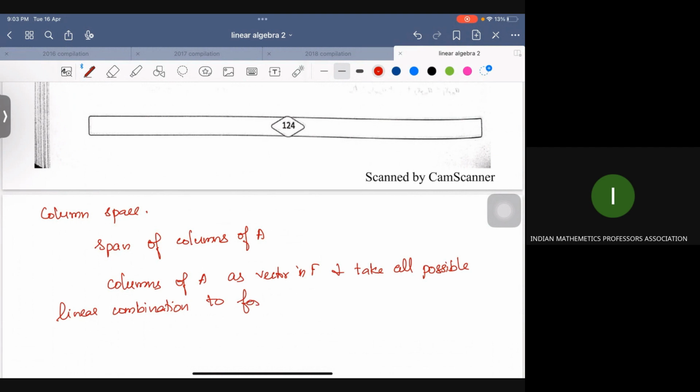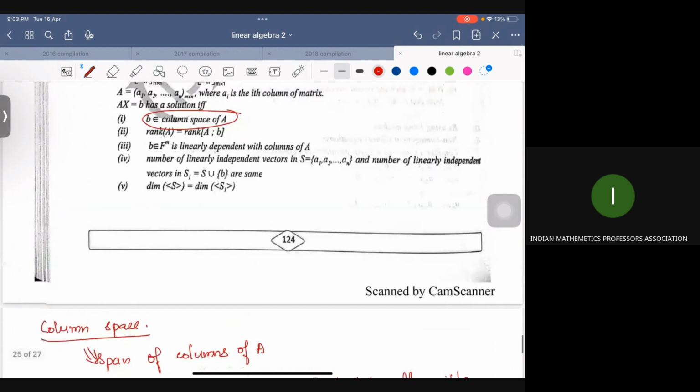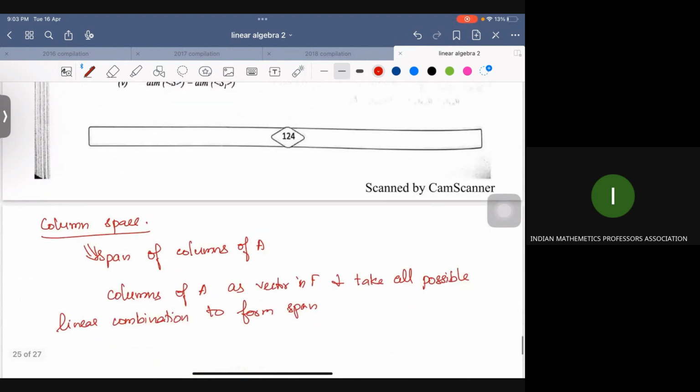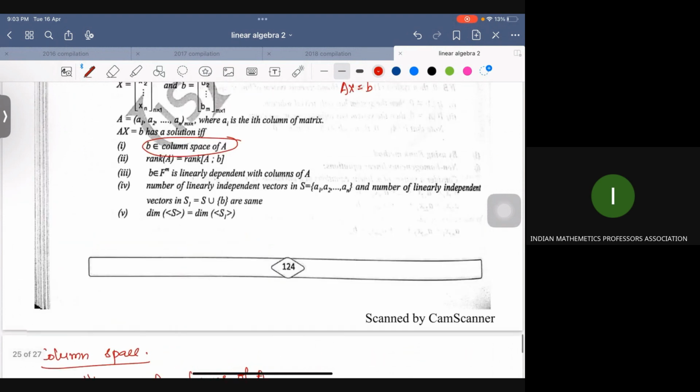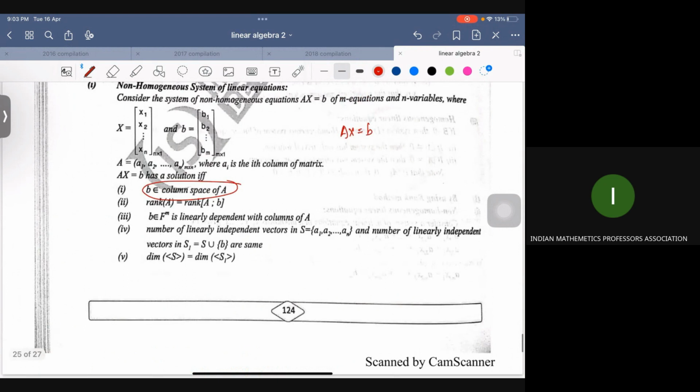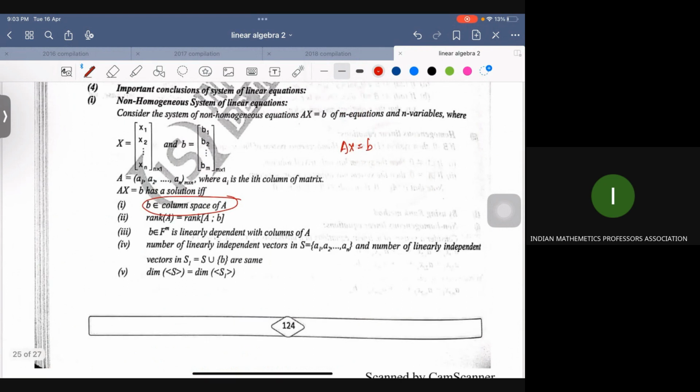To form span. Column space is nothing but span of columns of A. So we are taking columns of A as vectors and taking all the possible linear combinations, we will get the span. So if B belongs to column span of A, then Ax equal to B has a solution. If rank of A is equal to rank of A augmented with B, it has a solution.